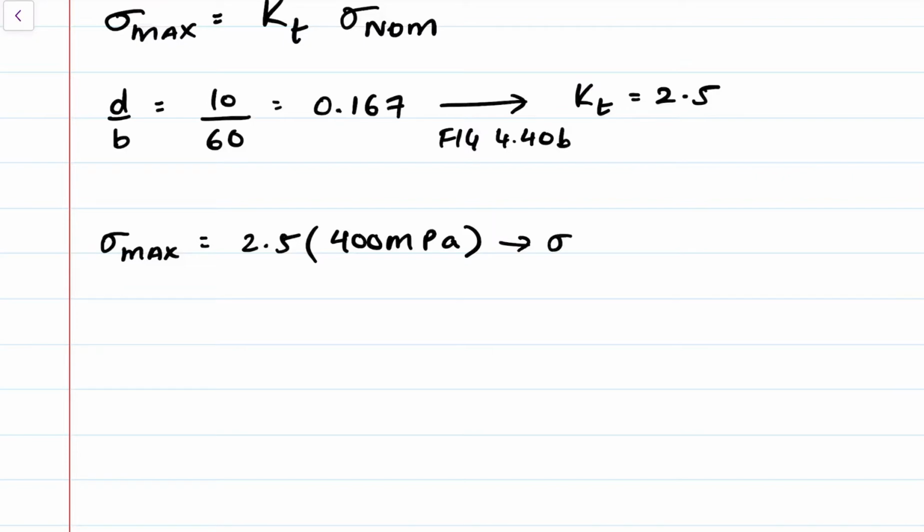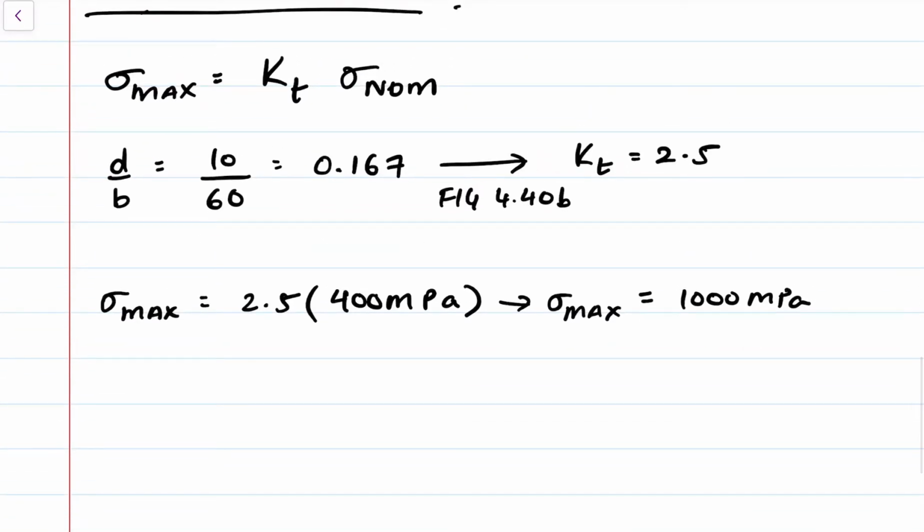So sigma max is equal to 1000 megapascals. Now, 1000 megapascals is significantly higher than the yield strength, which means that, from our previous analysis of the average stress, even though the part does not fail, there is still some localized yielding that takes place in the rectangular bar.